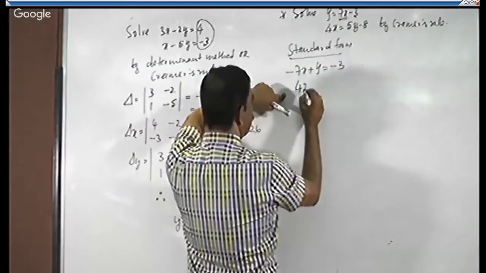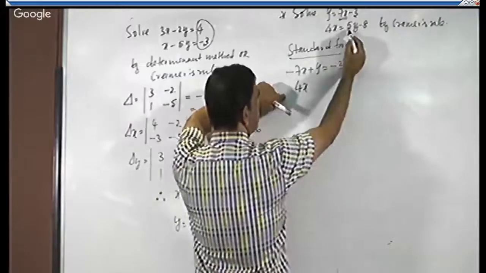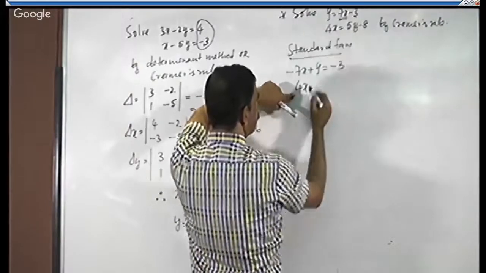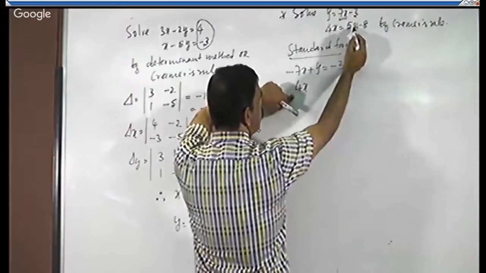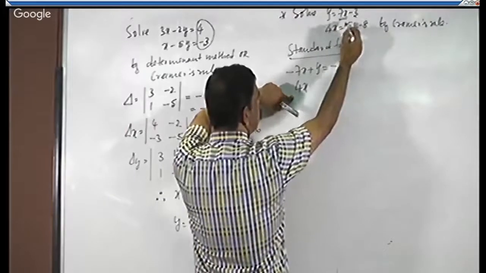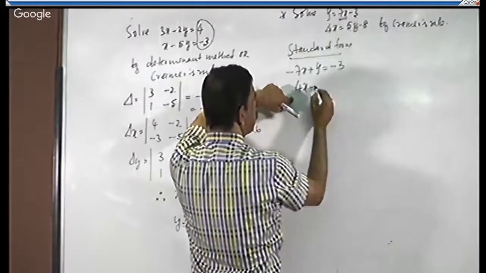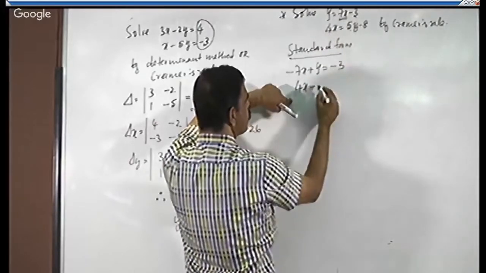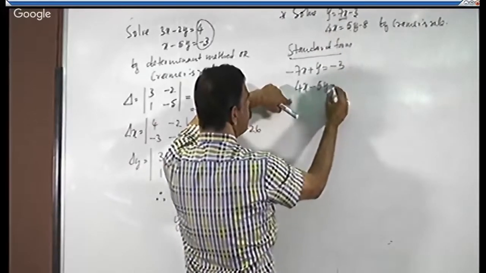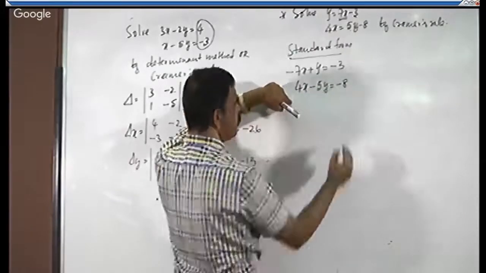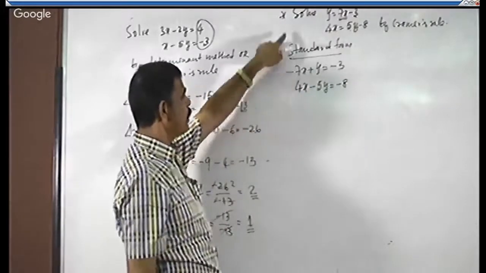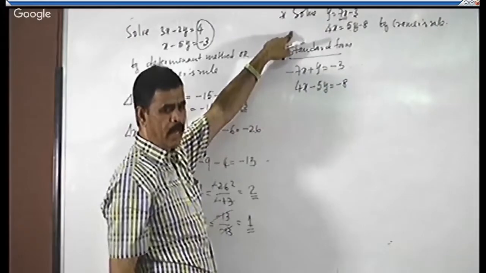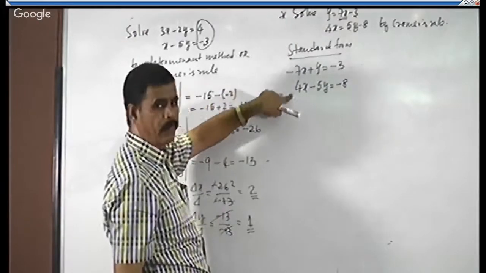4x is at the left side. The y term is at the right side. You just transfer it to the left side. It becomes what? It is plus, and when it is transferred to the other side, it becomes minus. Minus 5y is equal to minus 8. Now, the given equations are made into standard forms.